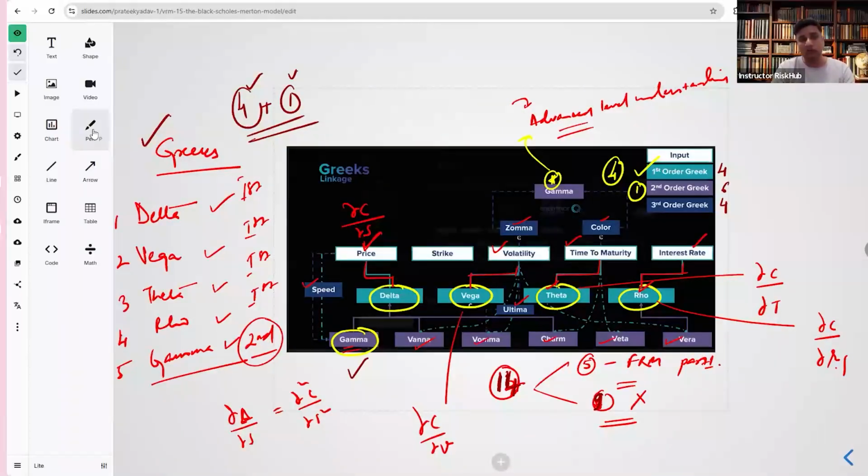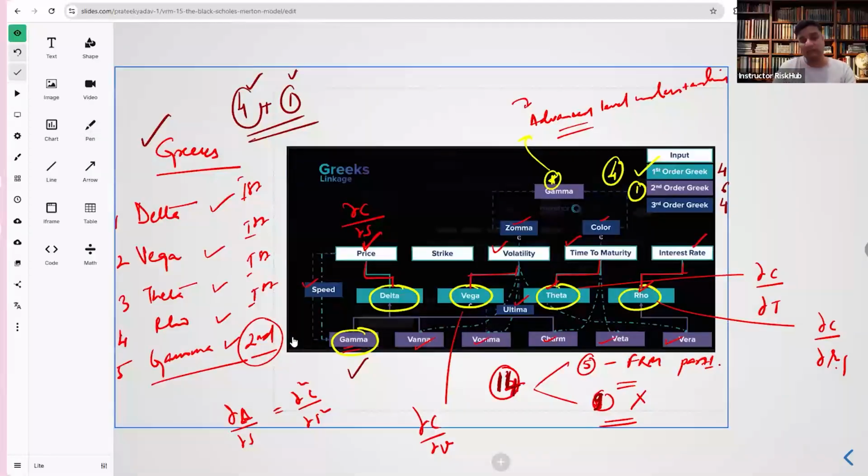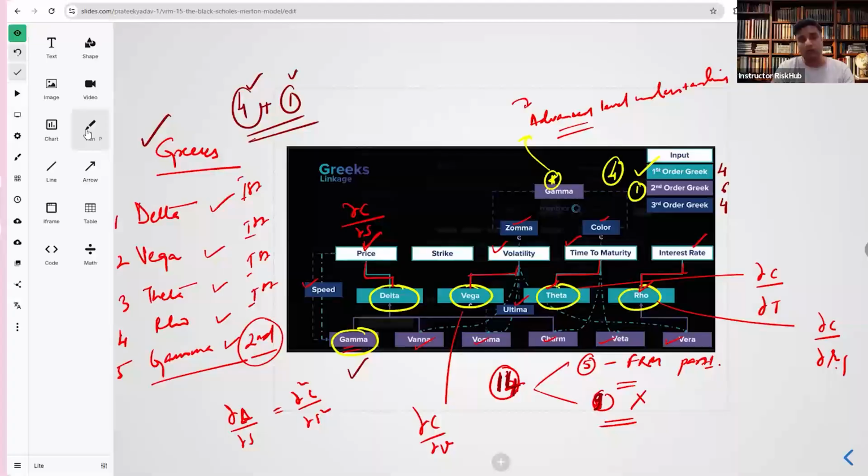This is what I was telling you: if you are seeing it for the first time, you might think that this is the whole world, Delta, Vega, Theta, Rho, and Gamma. But this is not the whole world. There's also Vanna, Vomma, Charm, Veta, Vera, Speed, Zomma, Color. So there are a lot of things. Gamma is the second order derivative. If you see the graph, gamma basically means it is a change. And this graph is actually very good.